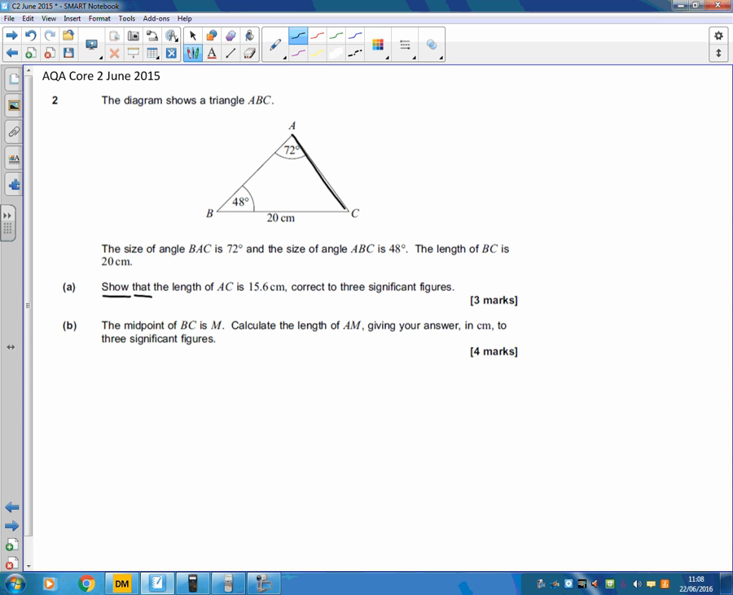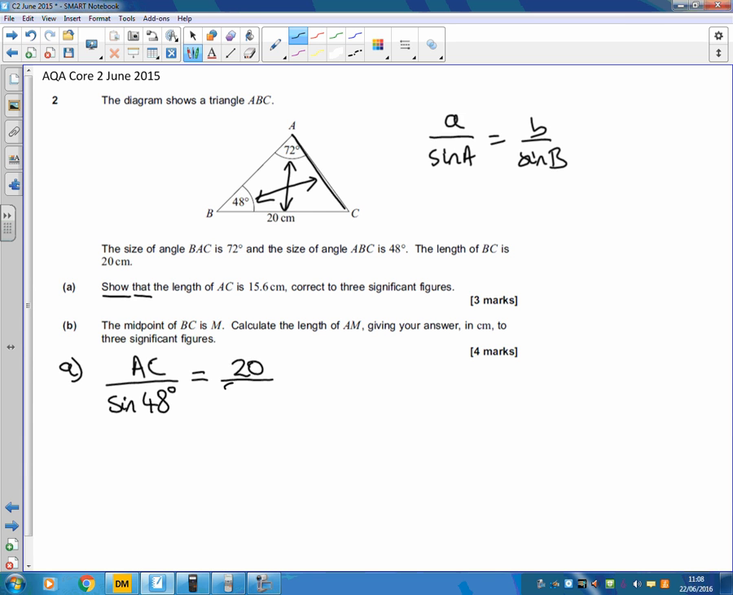Let's have a look at what we've got. We've got two angles on one side, and we can pair up the angles with the sides. So because we can pair up the angles with the sides, it means we're going to be using the sine rule. So a over sine A equals b over sine B, or the other way up. For part A, we want to find AC. So AC pairs up with the 48, that's the opposite angle. So AC over sine 48 degrees equals 20 over sine 72 degrees.